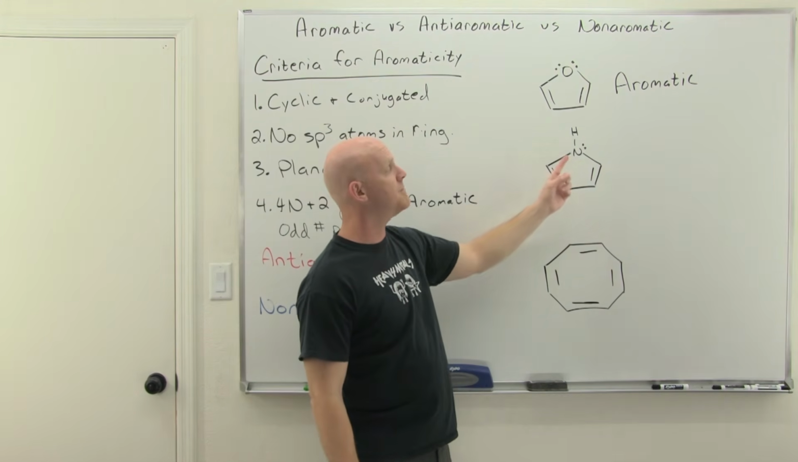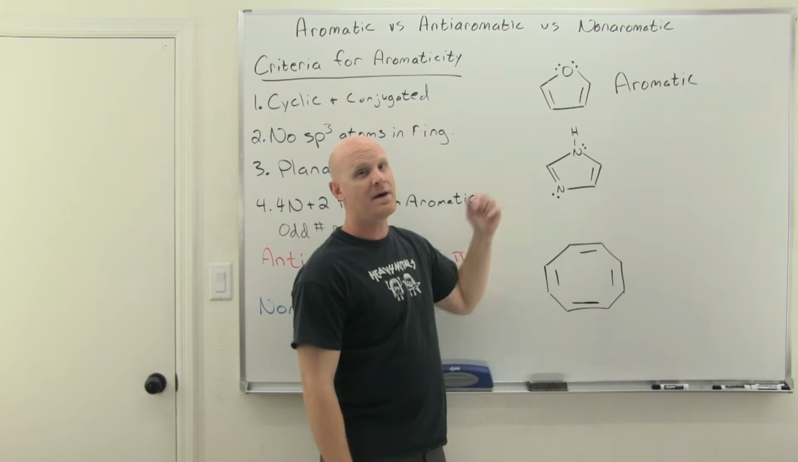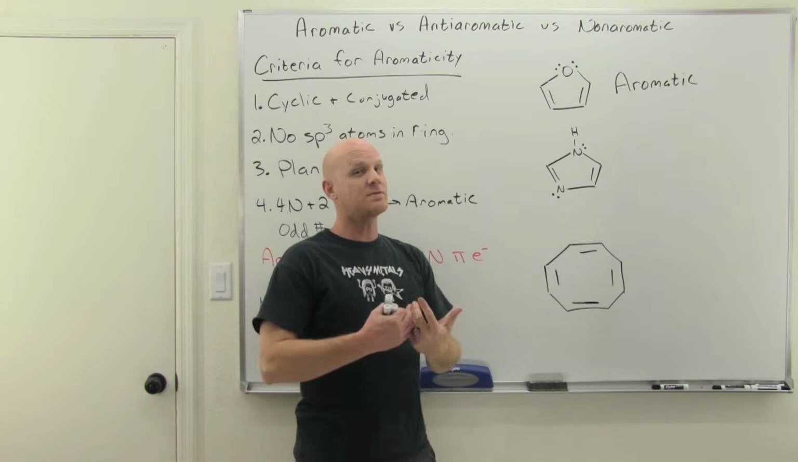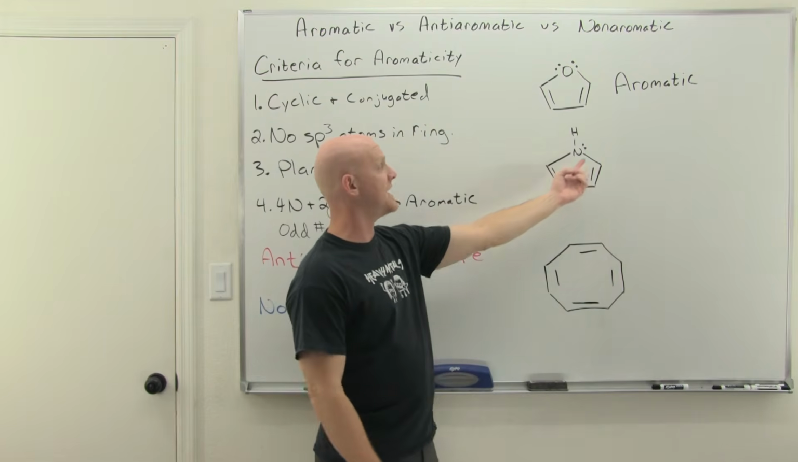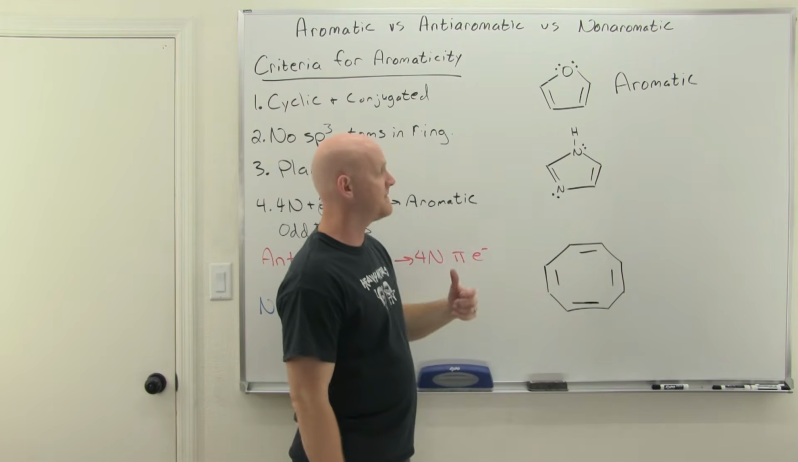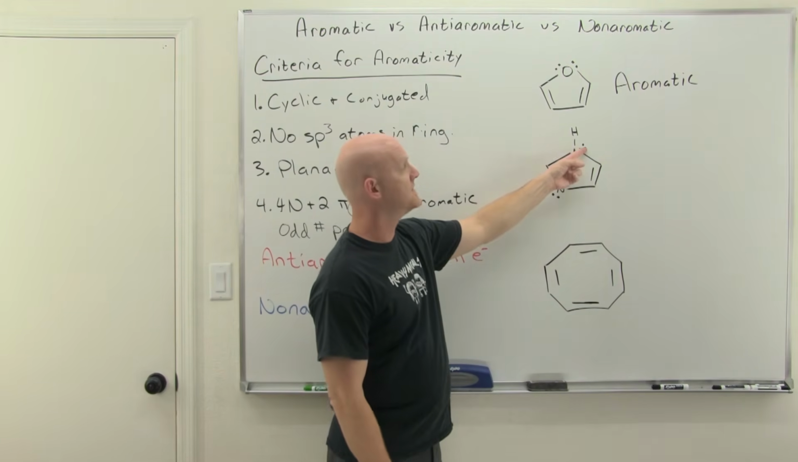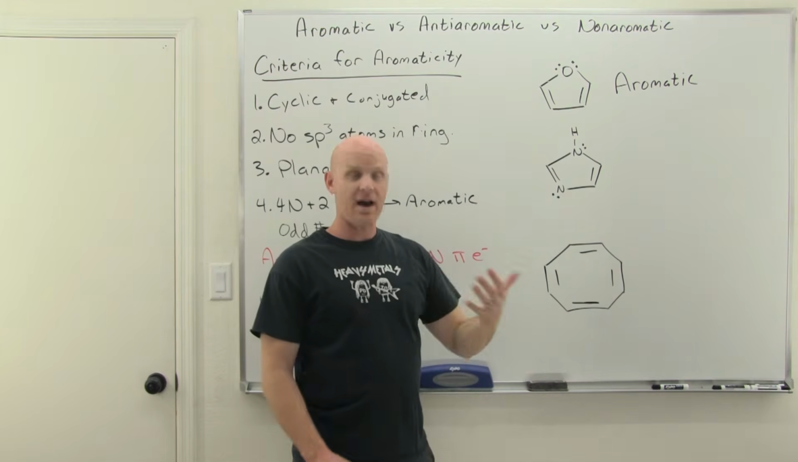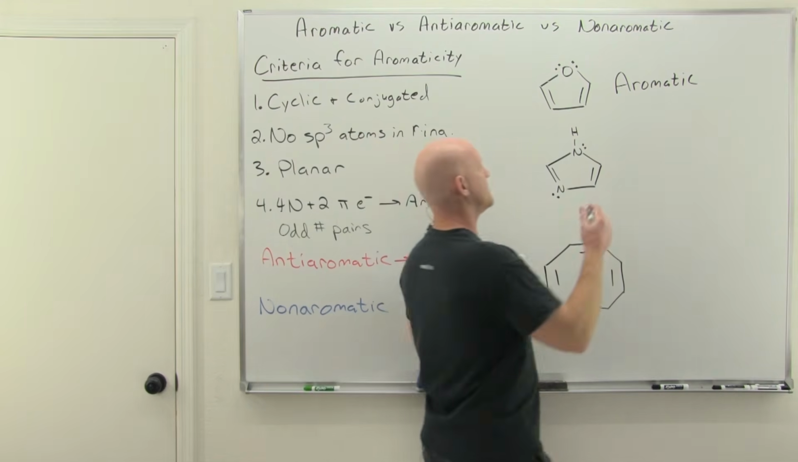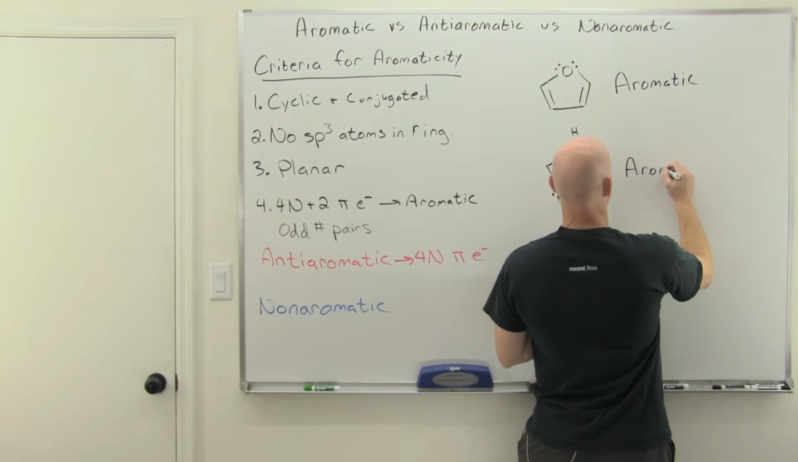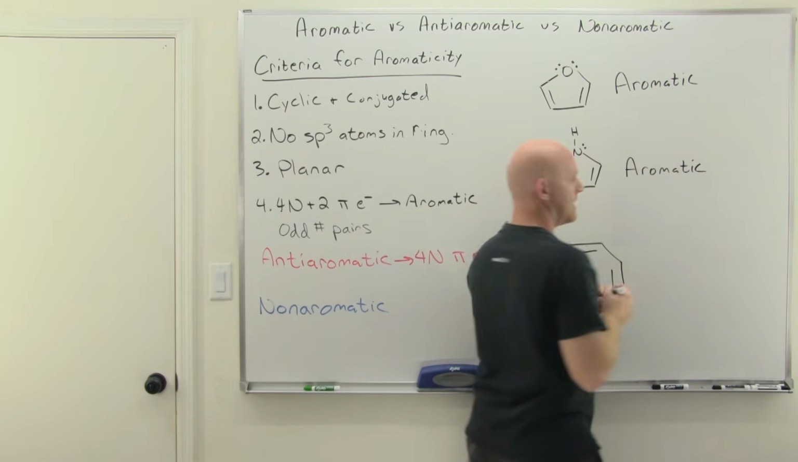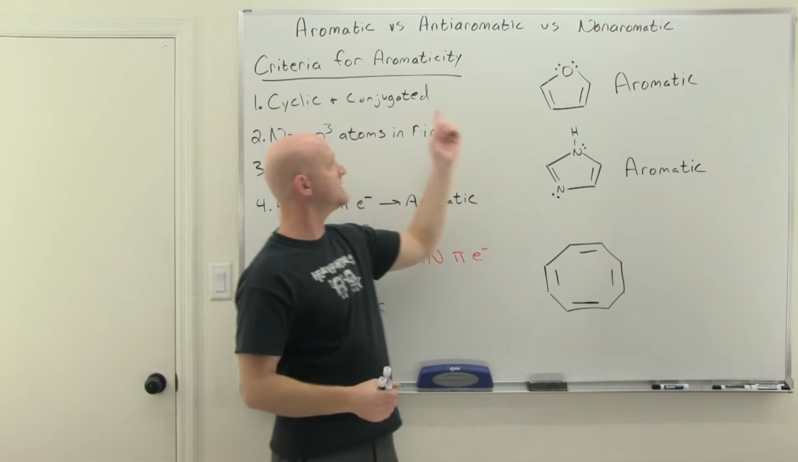But this lone pair might. He's not involved in making any pi bonds. So if he's going to have some pi electrons to be part of this conjugated system, it would have to be the lone pair. And if that's the case, it would be 2, 4, 6 pi electrons. And so he's like, yeah, let's do it. That makes me aromatic. And so indeed he is aromatic.